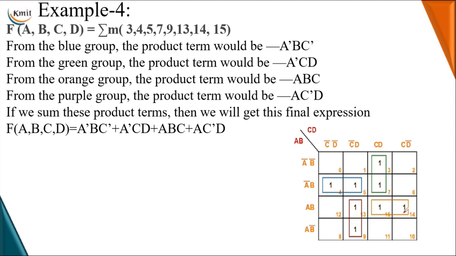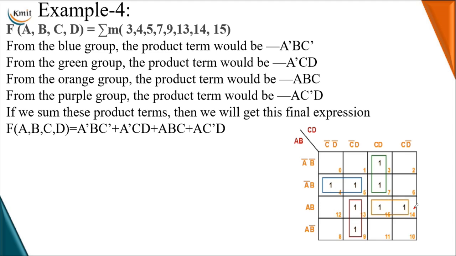3 is paired with 7. 15 is paired with 14. 13 is paired with 9. And 4 is paired with 5. Now this blue group has common variables A bar B C bar, and the green group is A bar C D.